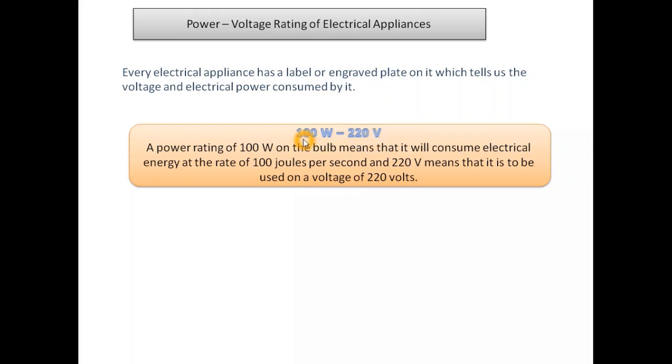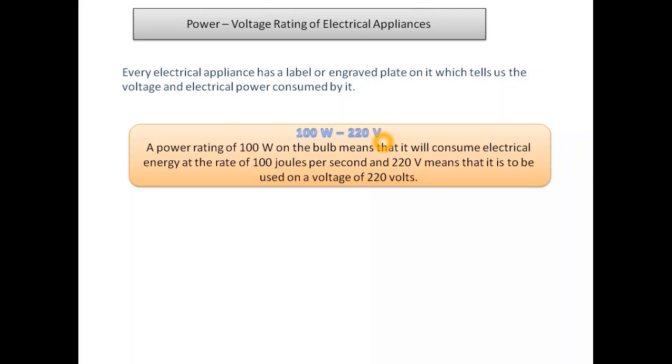Now this 100 watt means that the bulb has a power consumption of 100 watts, and 220 volts means that it is to be used on a voltage of 220 volts. So basically this label on the appliance is known as the power rating. This power rating tells us the rate at which electrical energy is consumed by the appliance.